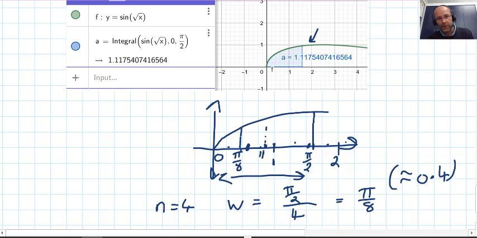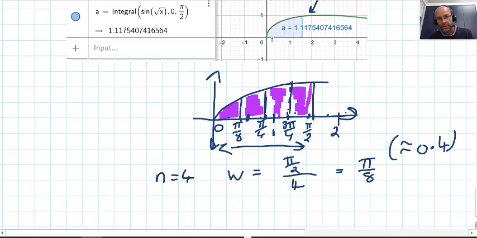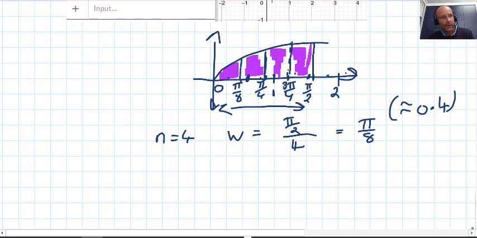So 2 pi on 8, in other words pi on 4, and 3 pi on 8 would be about 1.2 and a bit. Alright, so you can see we've got our strips coming along there. Okay, so now we're ready to identify the things that need to go into the formula, such as X, E, and O.